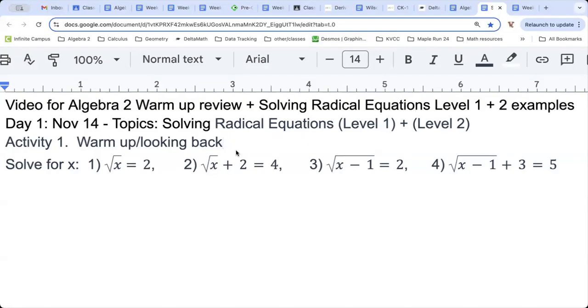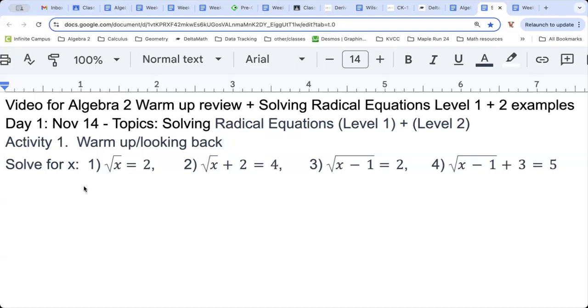Hi, today we're going to talk about solving radical equations, level 1 and level 2. Hopefully you had a chance to do the warm-up problems, and let's go over those one by one. We need the skills to do today's work.